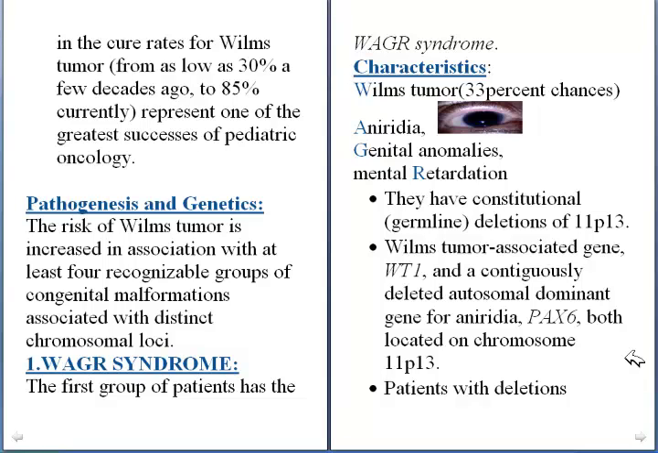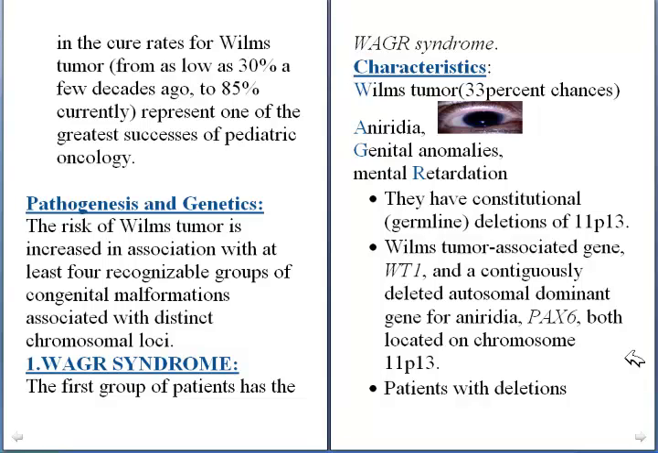Especially, there are 4 recognizable groups of congenital malformations, and they are associated with distinct chromosomal loci. So the 4 diseases that are associated with Wilms tumor are WAGR syndrome, Denys-Drash syndrome, BWS syndrome, and nephrotic syndrome. Now let us discuss all of the 4 diseases one by one. The first is WAGR syndrome, or whatever you want to pronounce it.